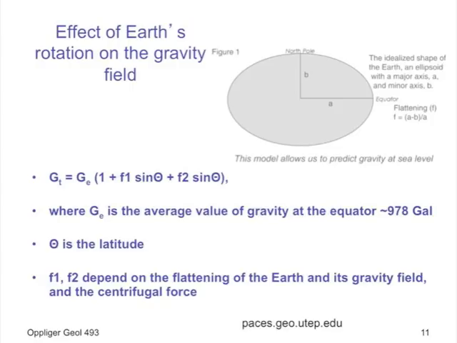So the gravitation at wherever you're measuring it is equal to the equatorial gravity times this factor that's to the right of it. It's 1 plus a constant F1 times the sine of theta, plus another constant F2 times, and I think that's supposed to be sine squared theta. Sorry about that problem there.